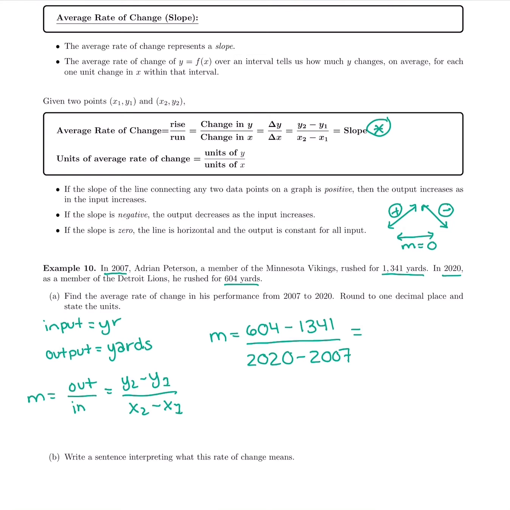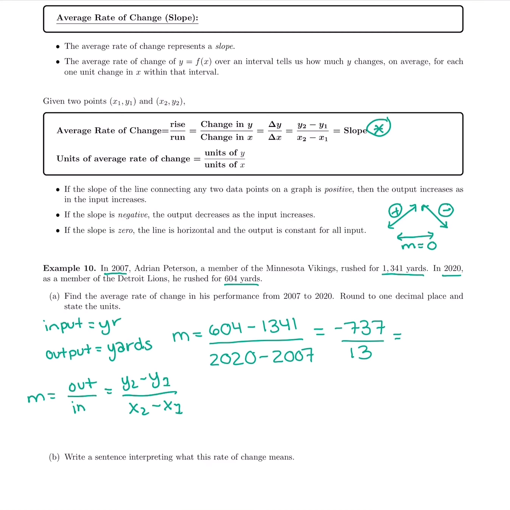So I'm just going to grab my calculator and do 604 minus 1341. And it looks like the number of yards he ran decreased. He went from 1341, he was like the superstar on the Vikings, my favorite NFC team, and then he switched to the Lions and he wasn't doing as well. So the number of yards was decreasing, so that negative answer makes sense. His performance went down. And then we're going to divide by doing 2020 minus 2007. That's a 13-year difference. So when we divide those, we're going to get the number of yards from the numerator per year in the denominator.